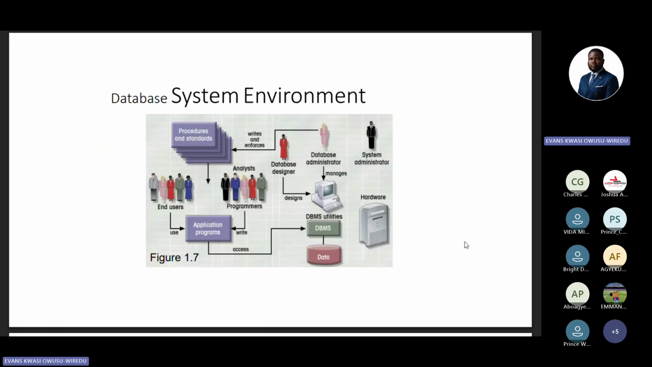So let me just further explain the system, the environment. So you have these people. I've talked about them. The database administrator writes and enforces. So the work of the database administrator is, after the designer and the programmers have done their work, there's someone who should be able to manage it, right? This person is called the database administrator.